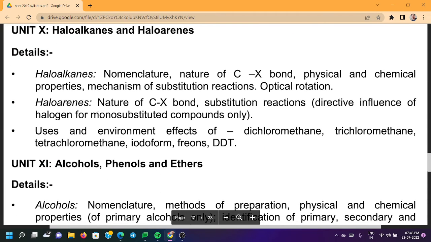Class 12 Chemistry Unit 10 Haloalkanes and Haloarenes. Haloalkanes nomenclature, nature of C-X bond, physical and chemical properties, mechanism of substitution reactions, optical rotation. Haloarenes, nature of C-X bond, substitution reactions, directive influence of halogen for monosubstituted compounds only, uses and environmental effects of dichloromethane, trichloromethane, tetrachloromethane, iodoform, freons, DDT.